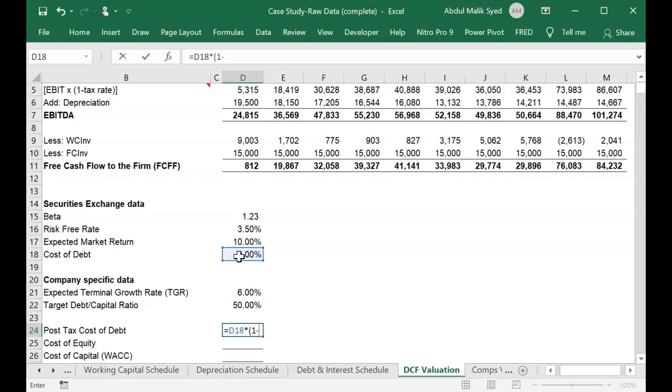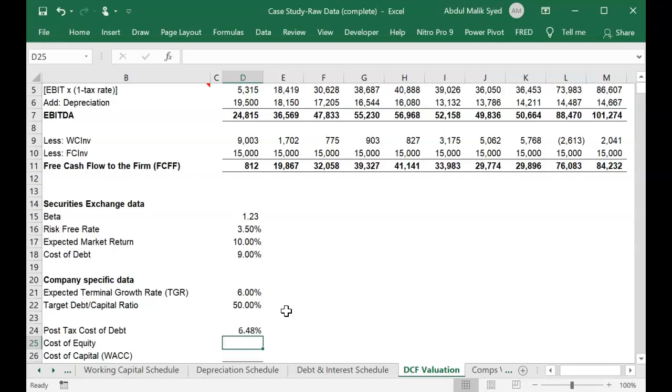The tax rate we have in the assumption, so we can assume that it is 0.28, because that's what was the assumption. So 0.28 is the tax. So the post-tax cost of debt is 6.48%.